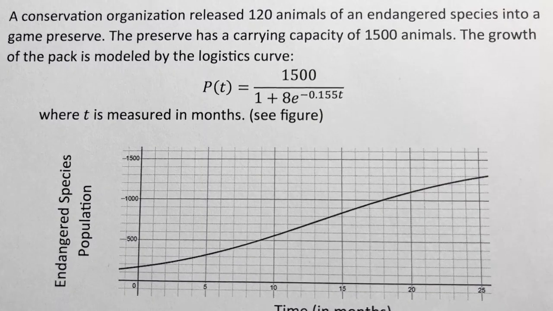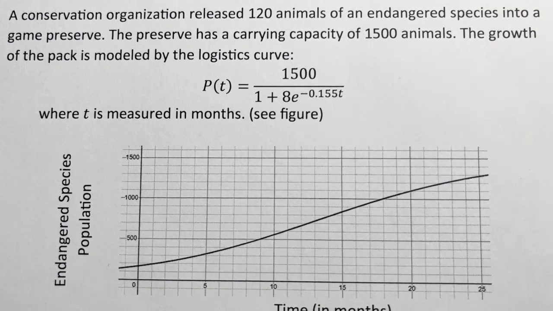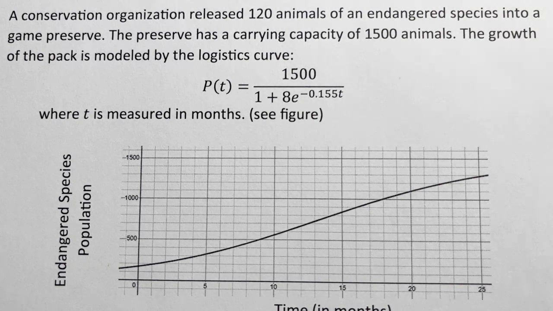Today I'm doing a series of videos on exponential and logarithmic models. A conservation organization released 120 animals of an endangered species into a game preserve. The preserve has a carrying capacity of 1,500 animals. That means that's the largest number of animals that can live comfortably. Food, land, disease, carrying capacity.